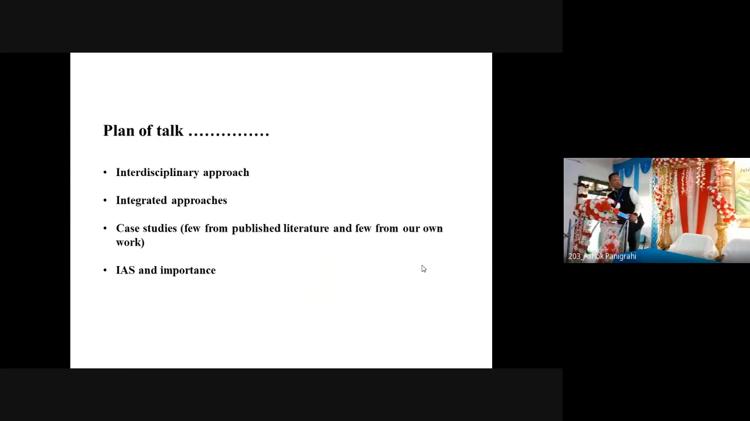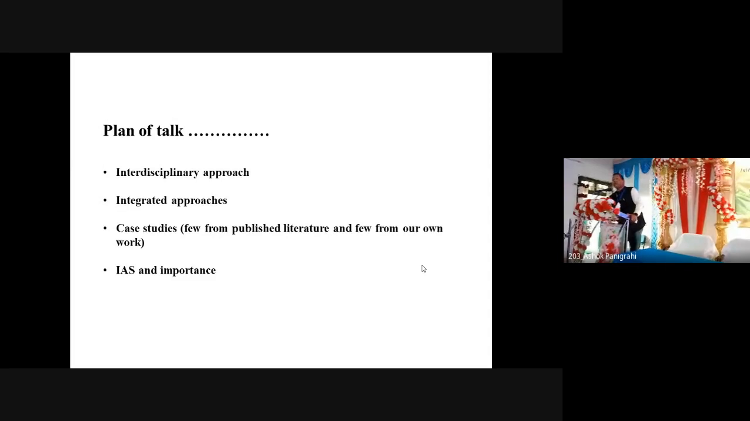Then I will also focus on integrated approach, what Dr. Jena mentioned, and some case studies both from published literature as well as from my work. Then I will speak on another topic, that is called invasive alien species, and why that is a growing concern for all of us. So let's start. So I am showing this picture from Sundarban.